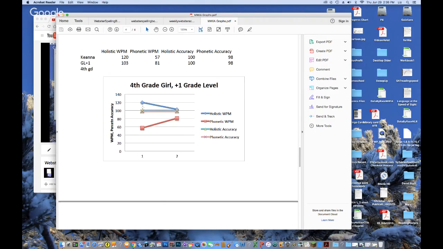Oh, here we go. She was reading 120 words per minute on the holistic words and 57 words per minute on the phonetic words. And then she slowed down to become more accurate, and as she gained a reading grade level, her phonetic improved from 60 to 80. But sometimes as they start learning to read in a new way, and especially if they've got a lot of sight words, or if they just haven't been paying as much attention to the phonics of it, as they start to do nonsense words and sounding everything out, there can be an initial slowdown.